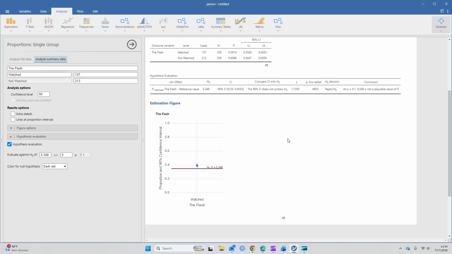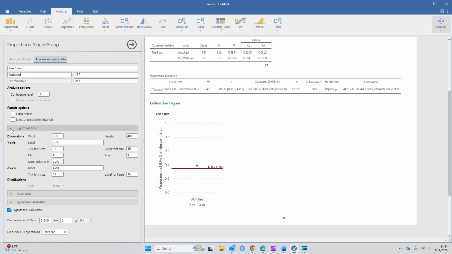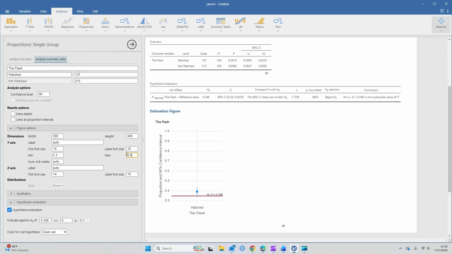And then if you want a bonus, this graph is really cool, but it is a little bit hard to read. And so what I'm going to do is I'm actually going to change it to go from 0.3 to 0.5. And by doing that, I get a much better picture of where the reference value is and where the confidence interval is. And so here is a really nice graph to put in a project.